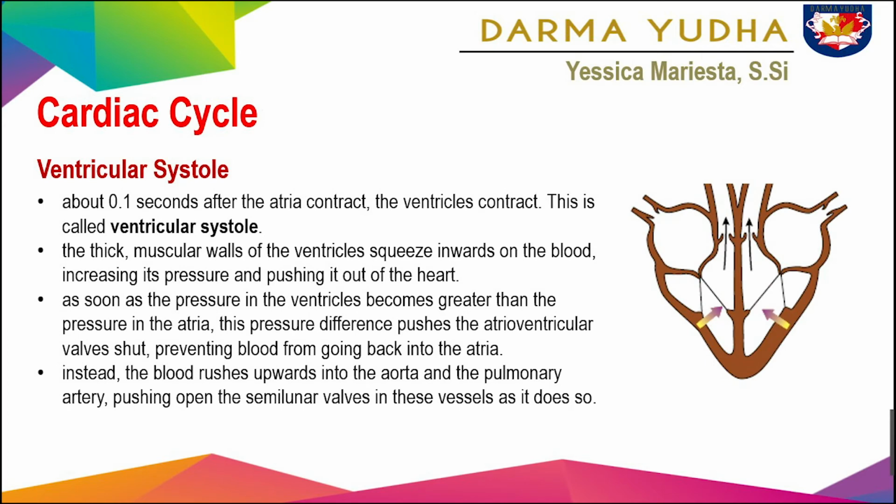Ventricular systole. About 0.1 seconds after the atria contract, the ventricles contract. This is called the ventricular systole. The thick muscular walls of the ventricles squeeze inwards on the blood, increasing its pressure and pushing it out of the heart. As soon as the pressure in the ventricles becomes greater than the pressure in the atria, this pressure difference pushes the atrioventricular valve shut, preventing the blood from going back into the atria. Instead, the blood rushes upwards into the aorta and the pulmonary artery, pushing open the semilunar valves in these vessels as it does so.